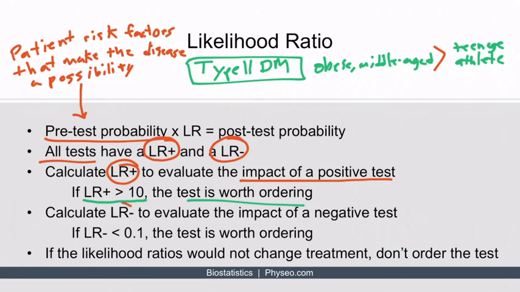Conversely, a negative likelihood ratio will help you determine the impact of a negative test, should your patient's test come back negative. And as mentioned before, a negative likelihood ratio is ideal if it's less than 0.1, because this would impact your clinical judgment and treatment of the patient, so the test would be worth ordering. And if your positive or negative likelihood ratios would not change your treatment, don't order the test.